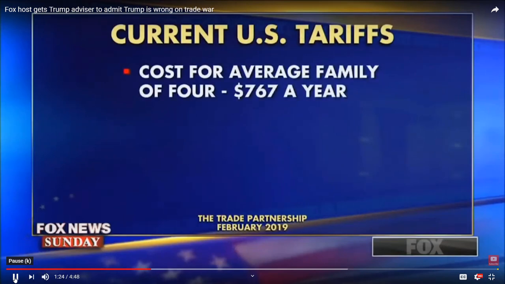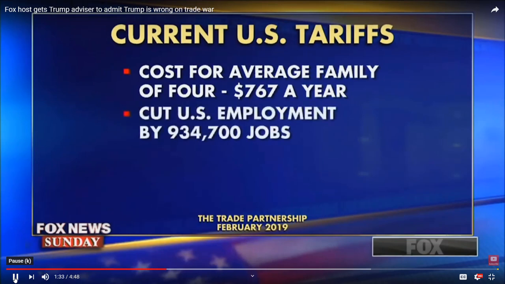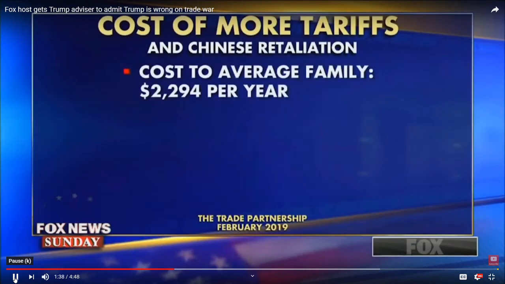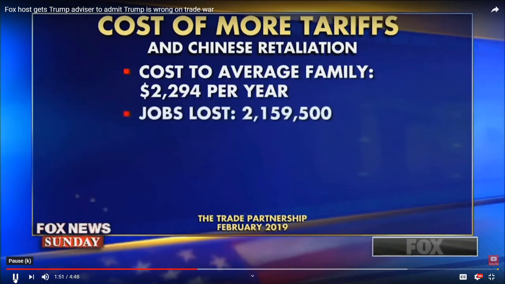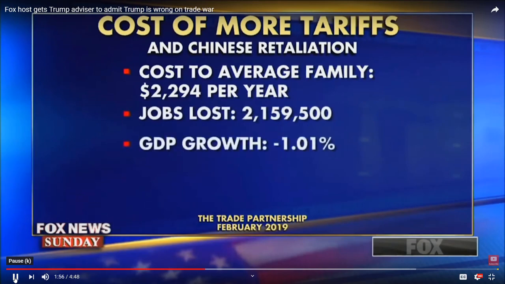This study found that all current tariffs cost an average family of four $767 a year and cut U.S. employment by more than 900,000 jobs. And the study found if the president were to impose that 25% tariff extended on all Chinese imports, including the $300 billion, plus the cost of Chinese retaliation, it'll cost an American family of four $2,200 a year, cut American employment by over 2 million jobs, and cut GDP growth by more than 1%.